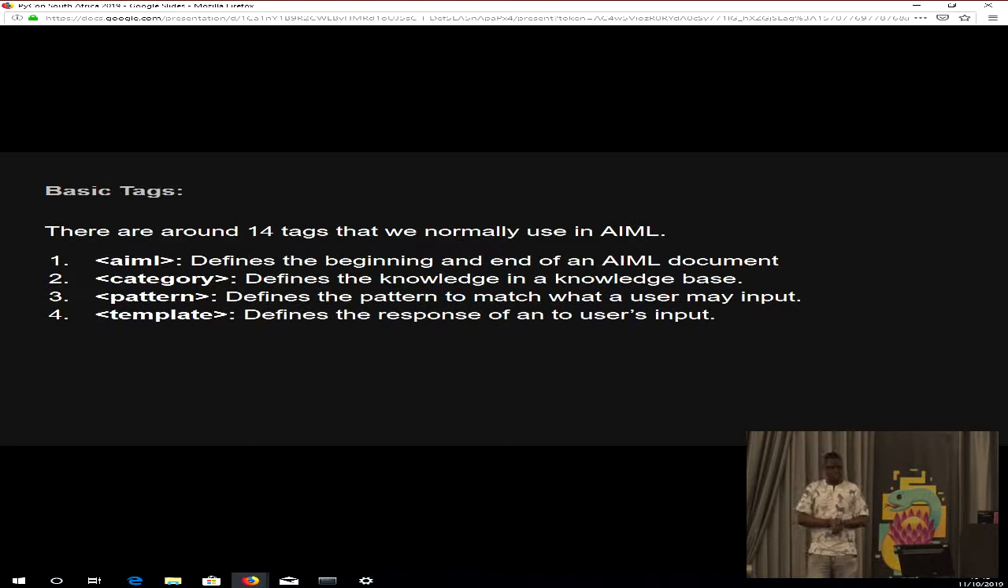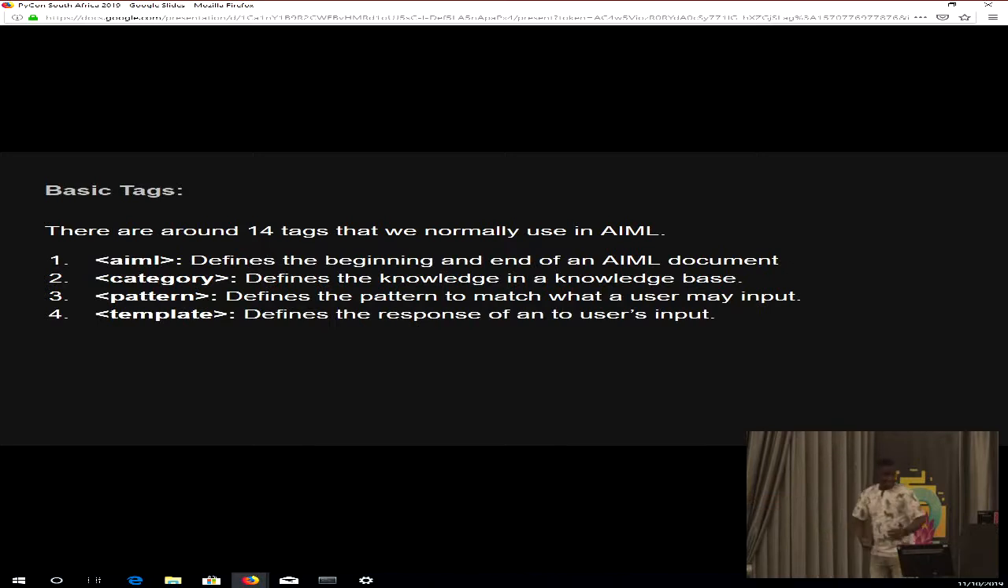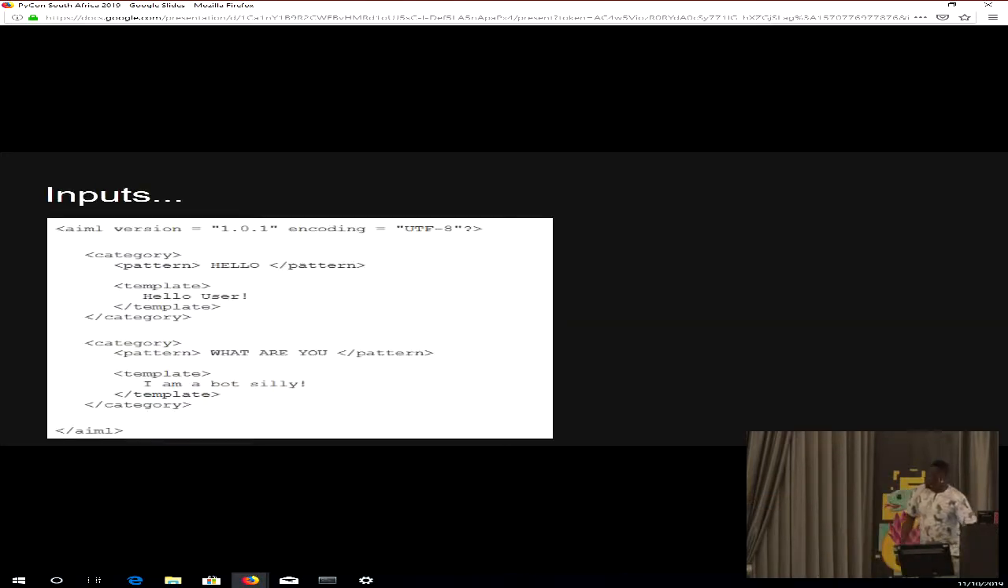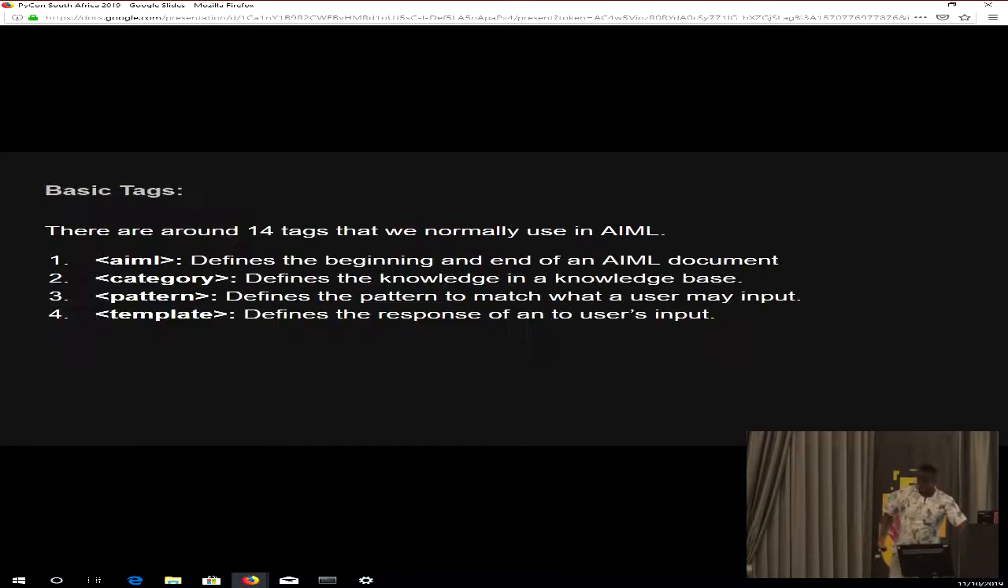Template is what you expect from the bot. So if the question is, where is Johannesburg in South Africa, the answer may be Central South Africa. Central South Africa is what you are going to put between the template tag. So that's just an illustration, an example of how to use those tags.